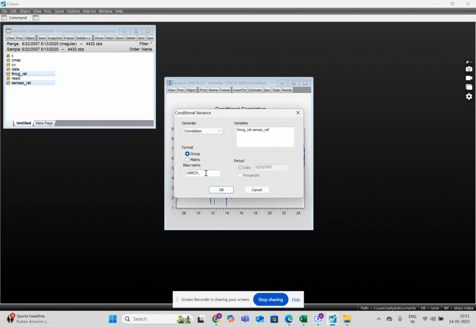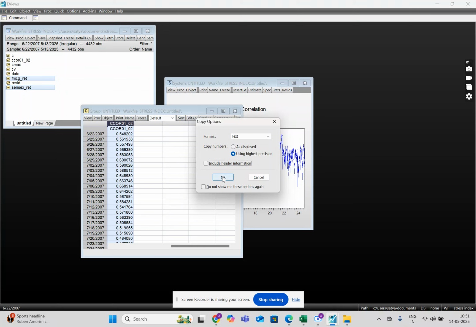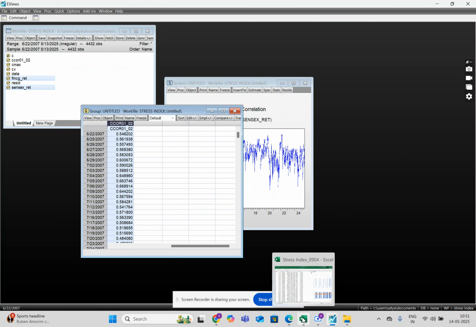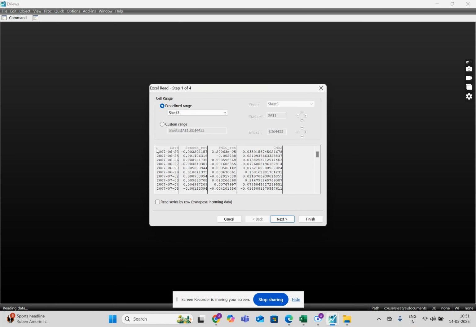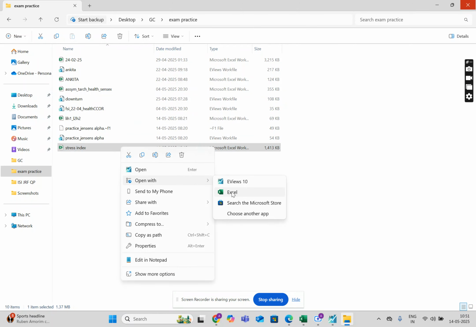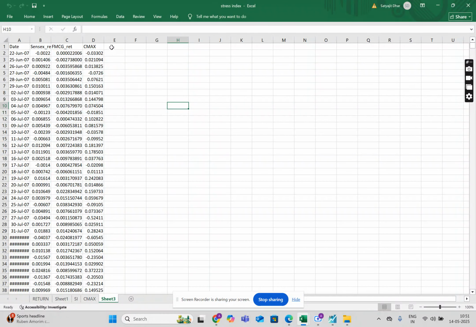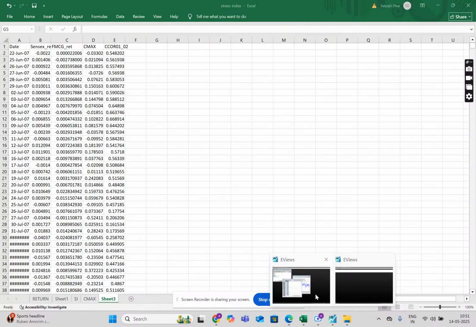Let's name it as CCOR, the conditional correlation. So now we have the conditional correlation. So we can just copy and paste it on Excel. Okay. So now let's begin.